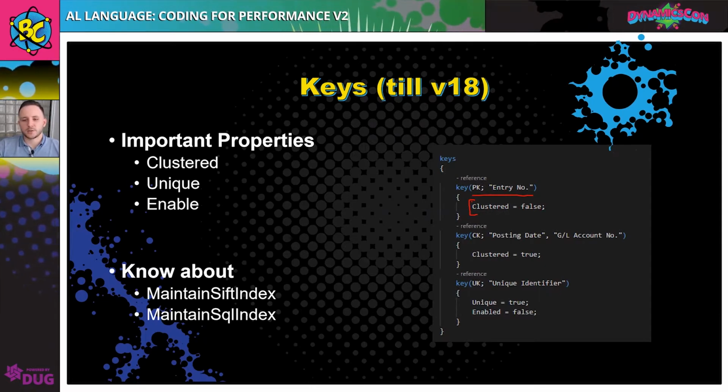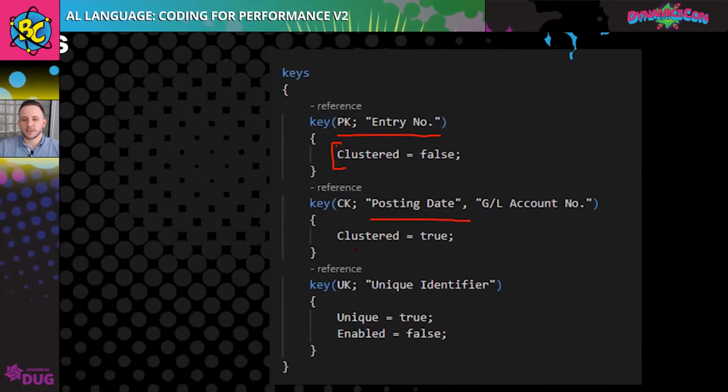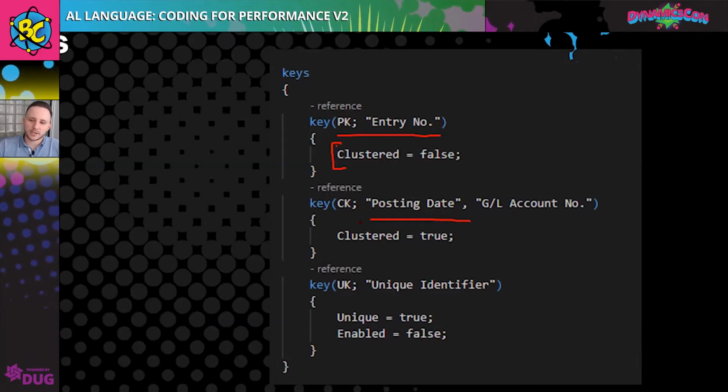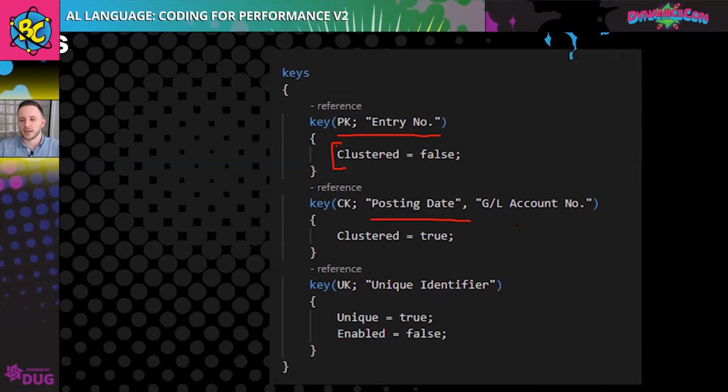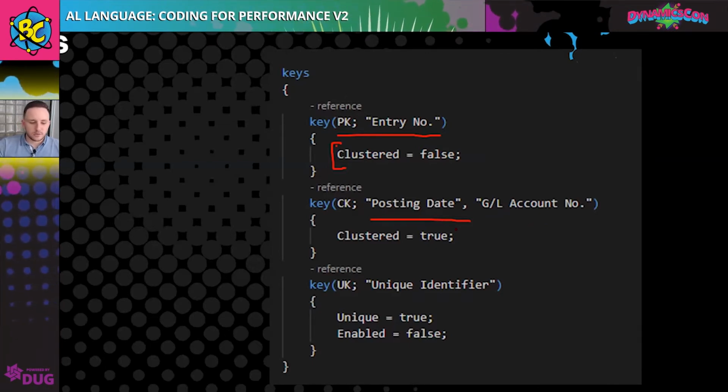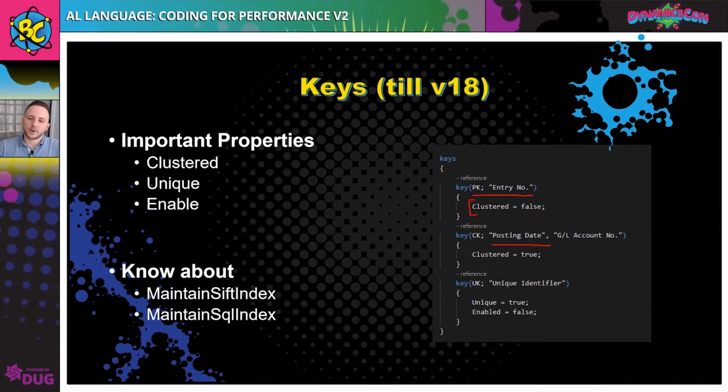If you have some complicated procedures, you can choose that the clustered key will be some different key. For example, I have a clustered key, the posting date, and GL account number. So the records in the database will be ordered by posting date, then by GL account in the physical storage. It can be quicker and with a better performance for some tasks. So again, it depends on the design of your tables.